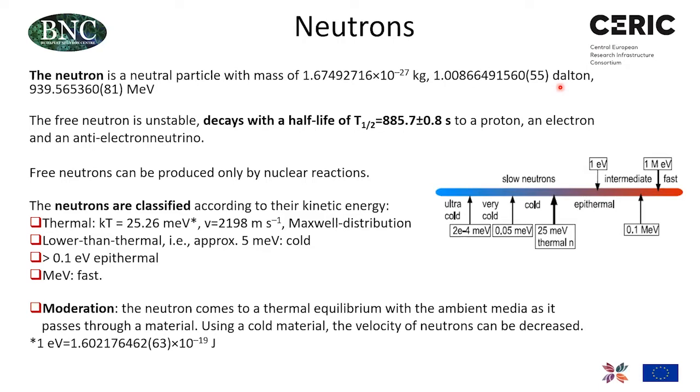As we discussed already Monday, neutrons are neutral particles, and in free state they are unstable. They decay with a half-life of about 10 minutes to a proton, an electron, and an antineutrino. So that's why you always have to freshly produce neutrons, and you cannot store them for later use. Energies of neutrons can span a very wide energy range, from milli-electron volt up to mega-electron volt. And different energy neutrons can create different nuclear reactions.